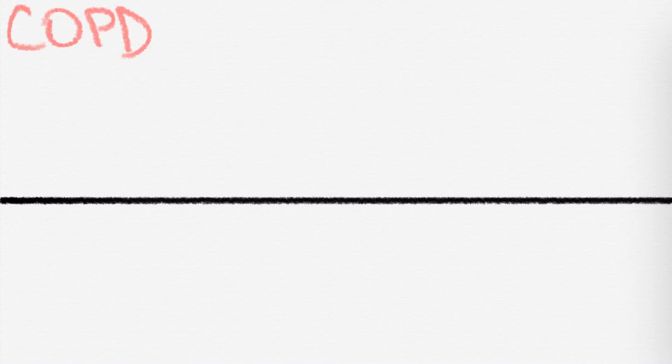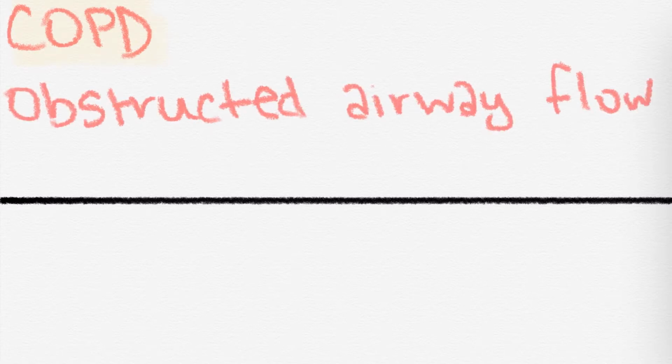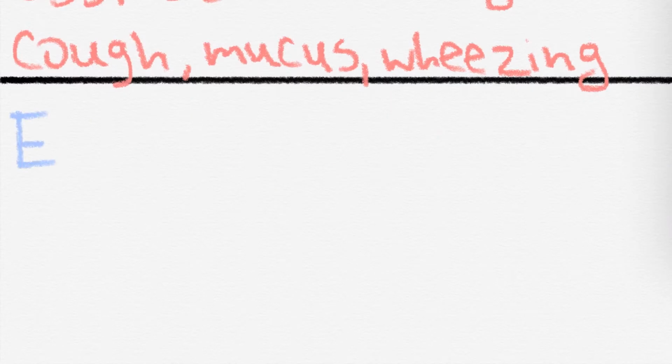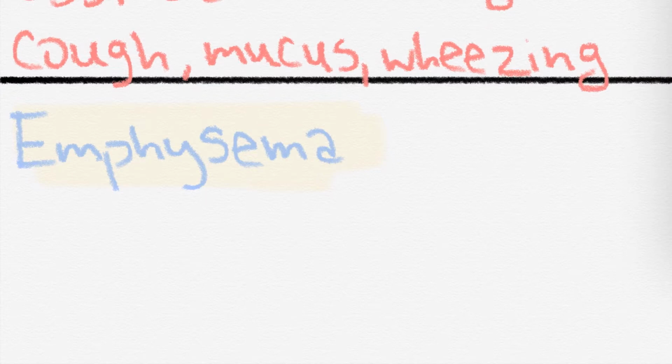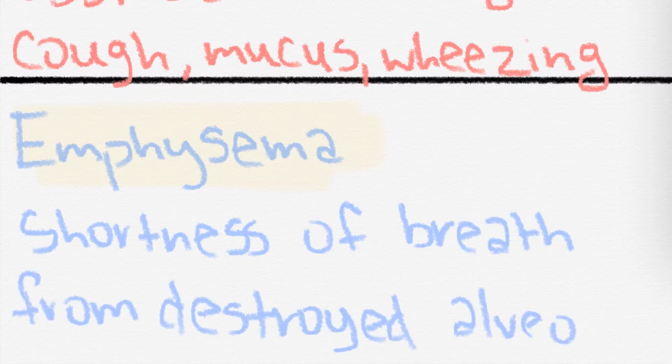α-1 deficiency can cause secondary lung diseases like chronic obstructive pulmonary disease, COPD for short, and emphysema. COPD is a chronic inflammatory lung disease that causes obstructed airflow from the lungs. Symptoms include breathing difficulty, cough, mucus production, and wheezing. Emphysema is a lung condition that causes shortness of breath. In people with emphysema, the alveoli are damaged.